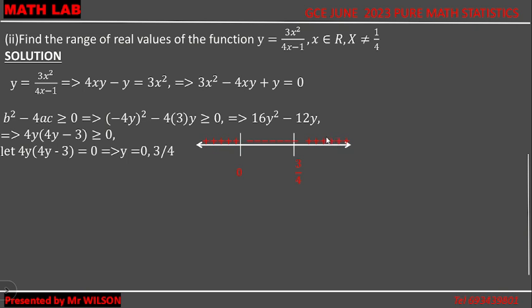Then with that, we now give the range of real values. We do that by saying that y is less than or equal to 0, or y is greater than or equal to 3 over 4, from our number line. That's what we have gotten. So y will be real, or will work, below 0, and will also work above 3 over 4. So that is what we get.